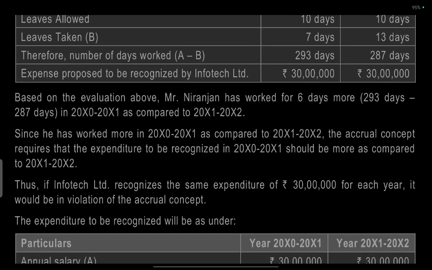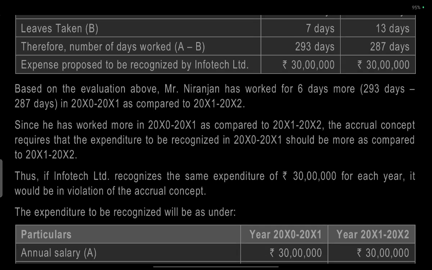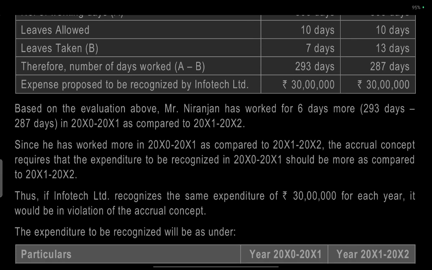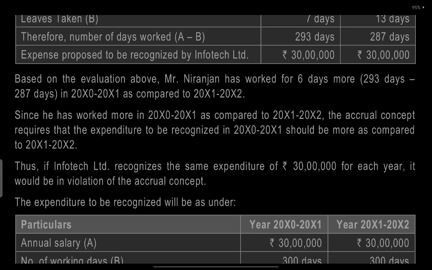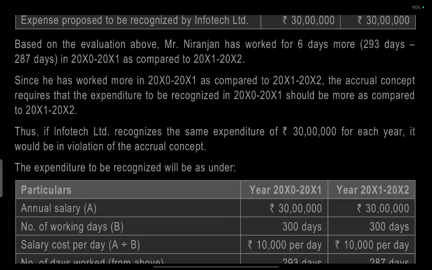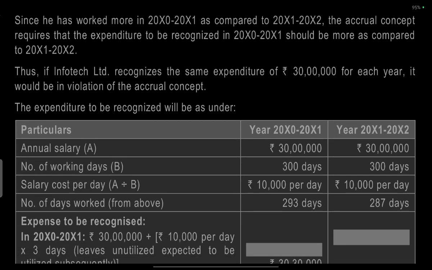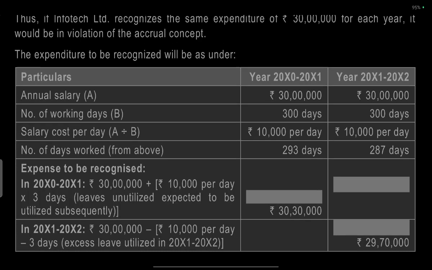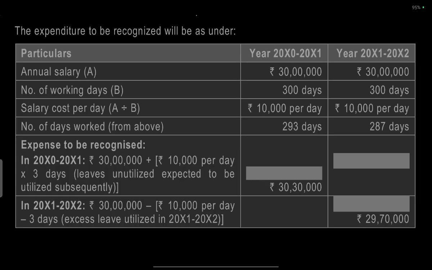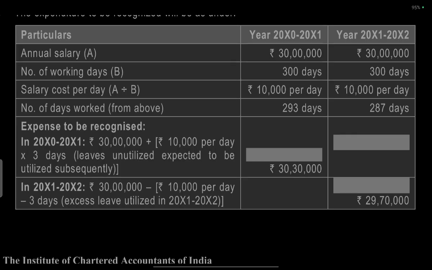Based on the evaluation, he is working more days compared to the entitlement. Since he is working more, the expenditure should be more as compared to the same expense of 30 lakhs again. This would be a violation of the accrual concept. The expenditure is 30 lakhs 30,000, so the number of working days is 293. So 3 days you work extra, 3 working days need to be paid. So 30,000.